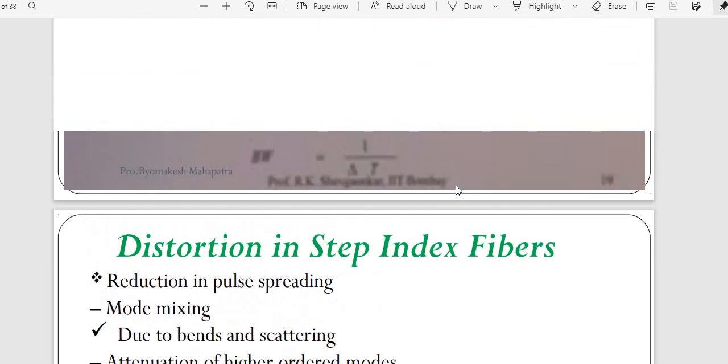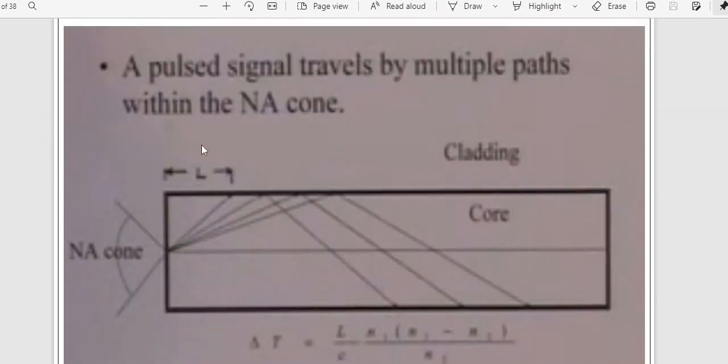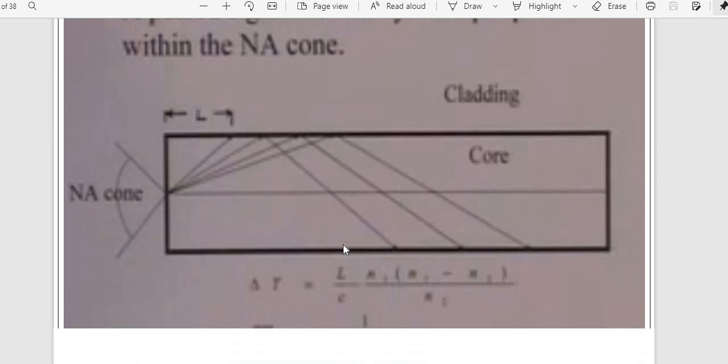But you see, orally you try to draw that one, don't see the formula, only the diagram. The pulse signal travels by multiple paths within the numerical aperture cone. For getting that numerical aperture cone, we are considering one cone. From the cone only, we are passing a light source from one end to the other end. From the one index fiber, it is traveling in multiple directions. Inside we have a core and outside a cladding, so core and cladding are considered.